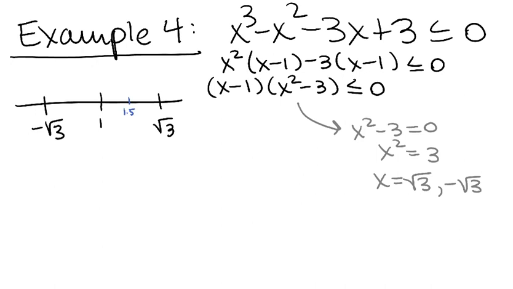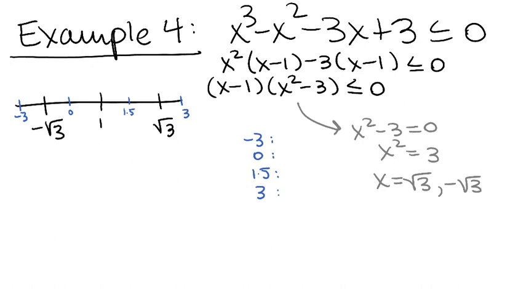I know 1.5 is between 1 and the square root of 3, so I'm just going to do that. And then I'll say, well, square root of 3 is certainly smaller than 3, so I'll just use 3 as my kind of test point. And then 0 and negative 3. And now I'm going to go over here and I'm going to start testing. Negative 3, 0, 1.5, and 3.